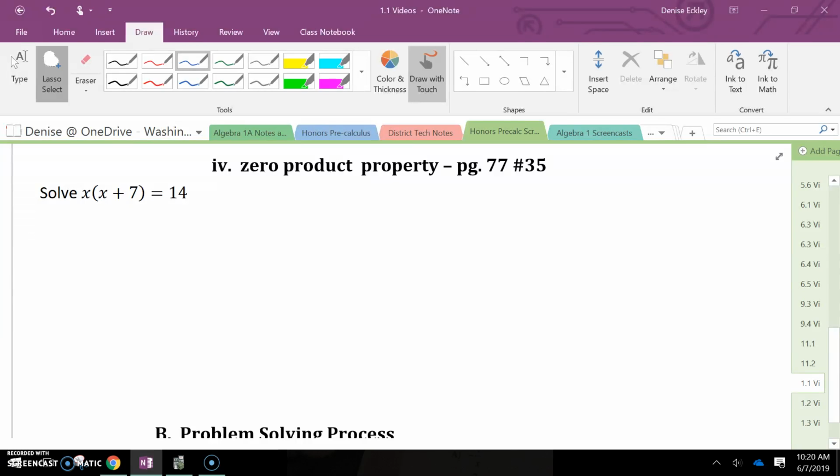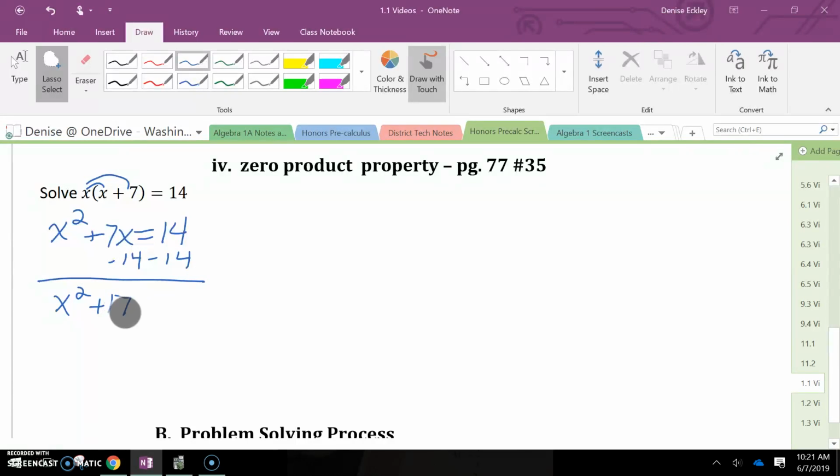So I'm going to distribute the x first. So I get x squared plus 7x equals 14. Then I'm going to subtract 14 from both sides, so it equals 0. So x squared plus 7x minus 14 equals 0.